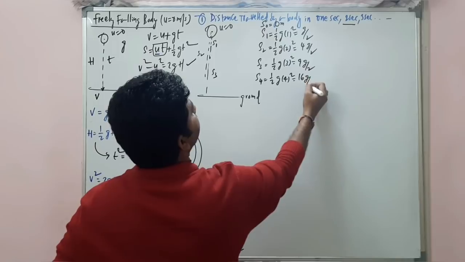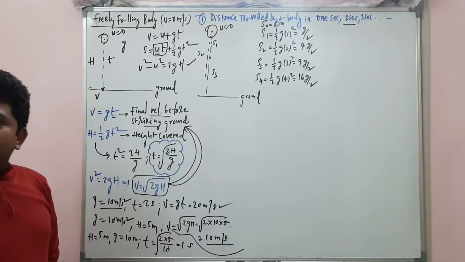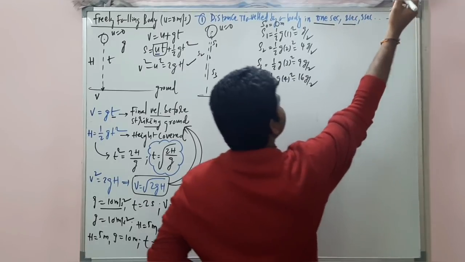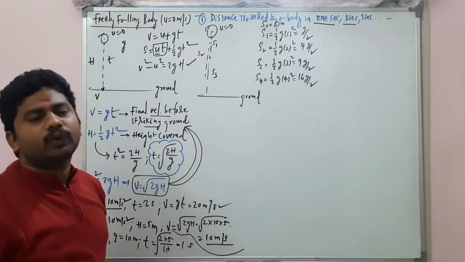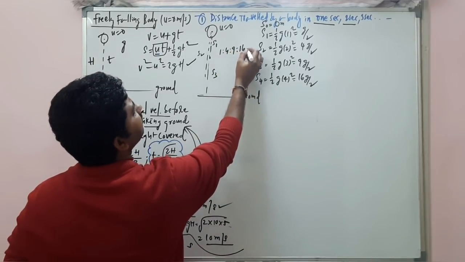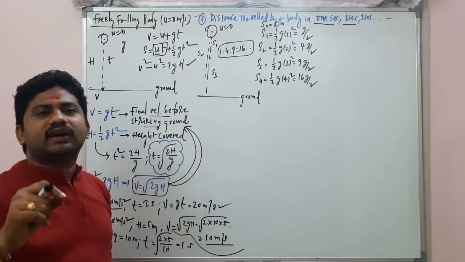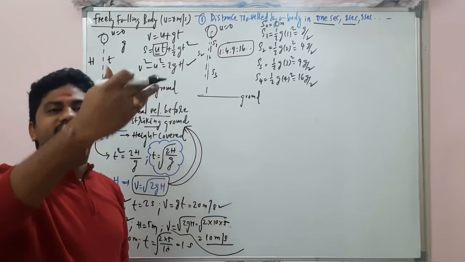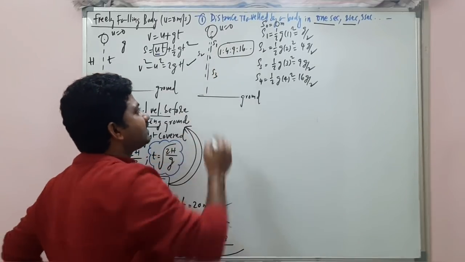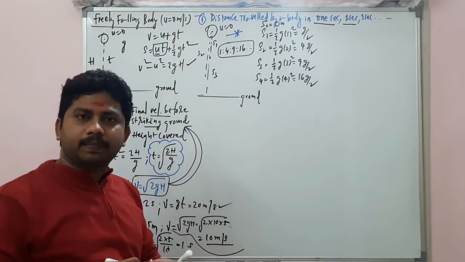Very important question for the NEET exam, my dear students. What is the ratio of distances travelled by the body in 1 second, 2 seconds, 3 seconds, and so on? Is it simple? 1 is to 4 is to 9 is to 16, and so on. This is the ratio of the distance travelled by the body in 1 second, 2 seconds, 3 seconds, 4 seconds, and it goes on. Not in a particular second. Remember this. This is one important thing I just wanted to write here.